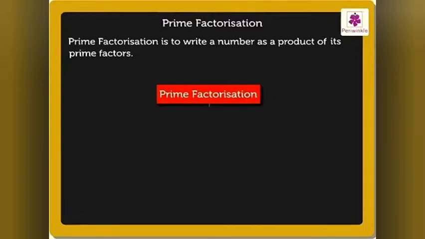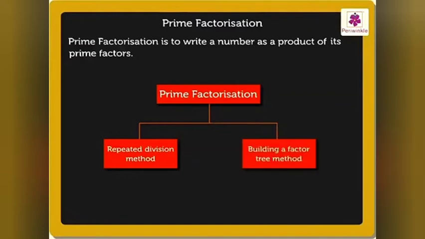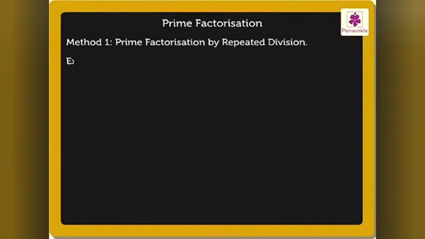1. Prime factorization by repeated division. 2. Prime factorization by building a factor tree. Let us learn them one by one. Prime factorization by repeated division.